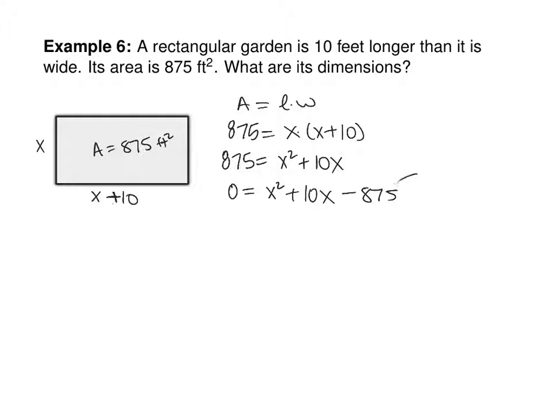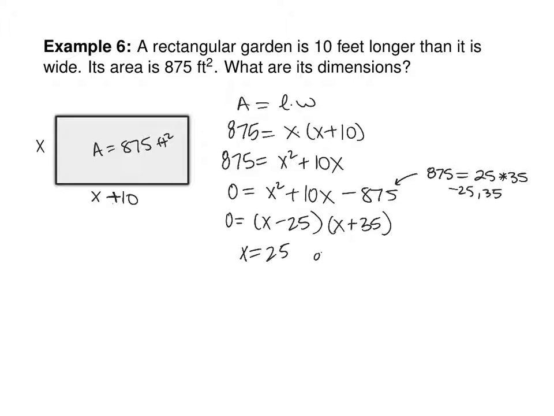I just happened to get lucky and observe that 25 went into 875, and 875 is equal to 25 times 35. And so if I make the 25 negative and the 35 positive, those two numbers multiply to negative 875, and they add up to 10. So this factors as x minus 25, x plus 35. And there's basically no way I'd expect you to do that on a test without a calculator, so don't worry about that. So we get that x is equal to 25, or negative 35. And negative 35 makes no sense because x is a dimension. So our one side is 25 feet. The other side is 10 more, or 35 feet.